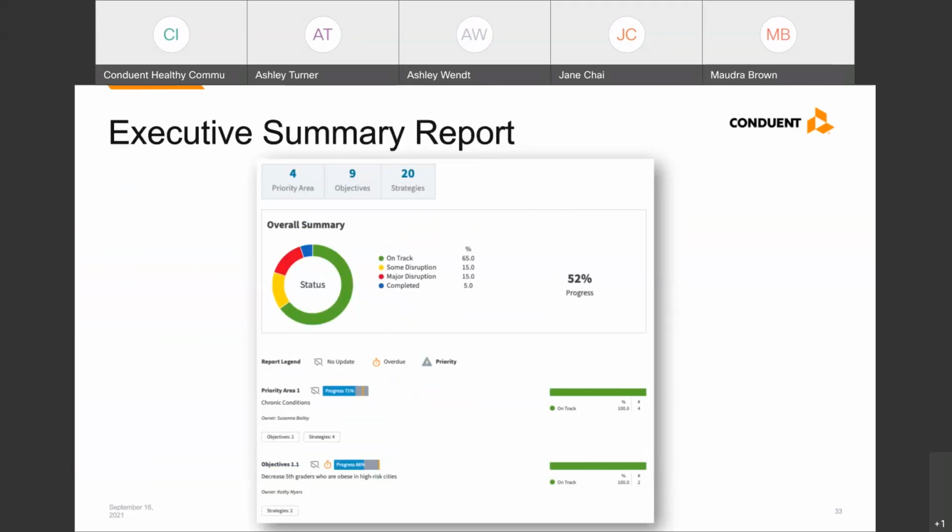So here's an example of a report you might pull for an executive. This report provides a high-level overview of progress, including a summary of the number of priority areas, objectives, and strategies in the plan, the status of the plan, including where projects are on track, have been completed, or where there might be disruption, and a summary of progress on the overall plan and each priority area.